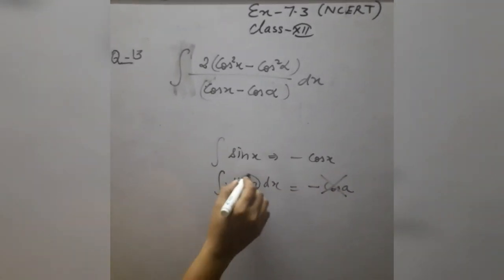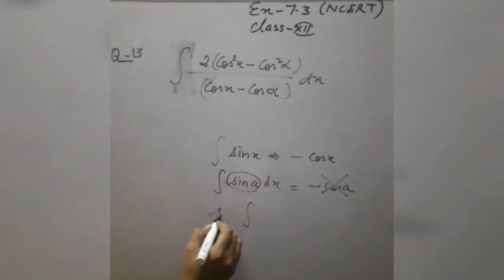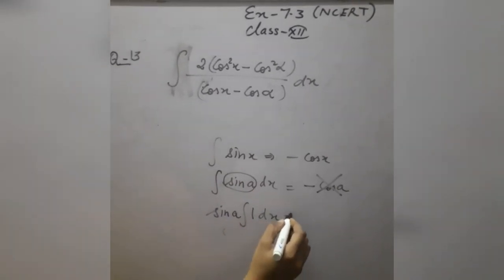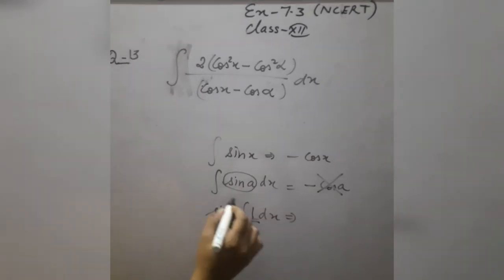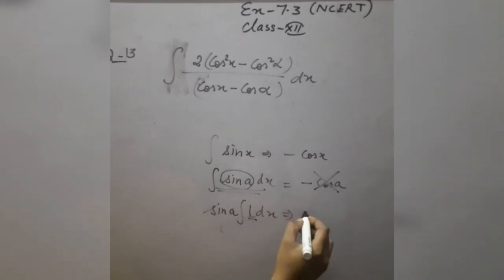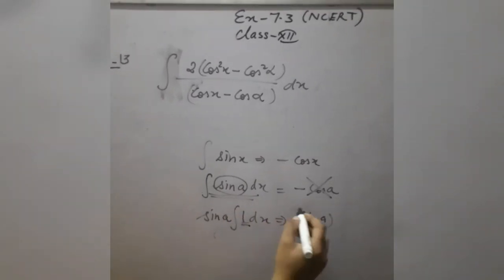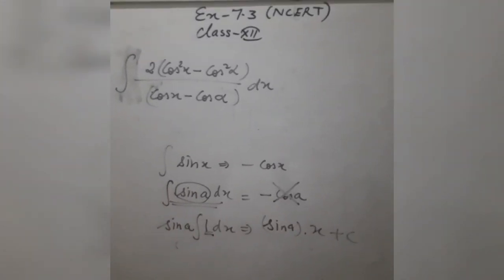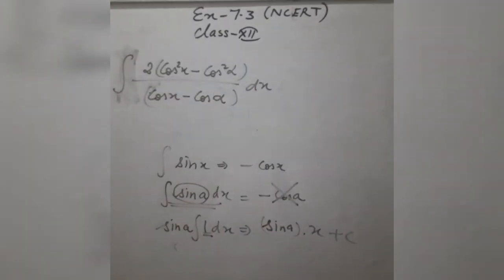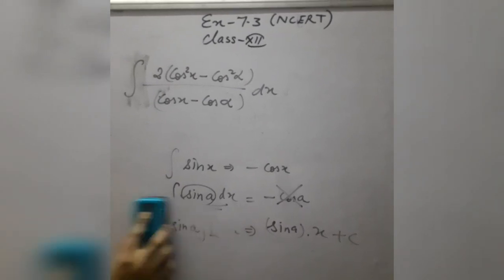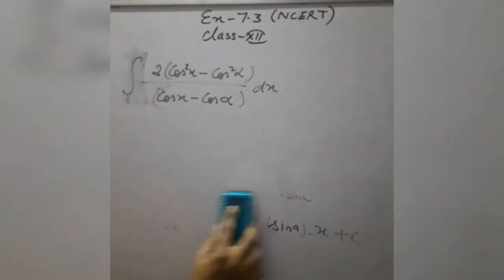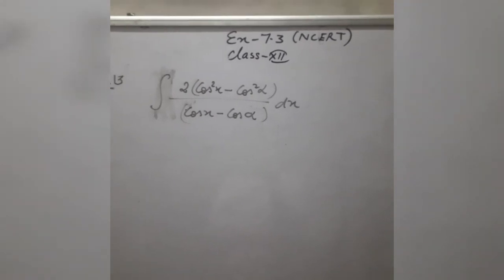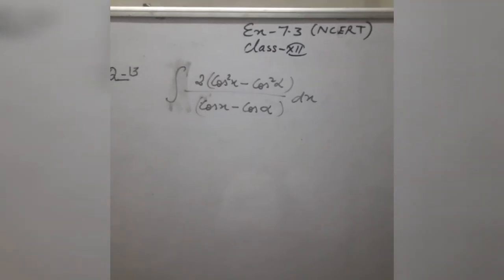Here sin A is a constant term, you can take it common. After taking this common, here is 1, and all of you know that integration of 1 is x. So the integration of sin A dx is sin A into x plus integration constant c. So here also these terms, cos alpha and cos square alpha, are constant terms. You will not take the integration of cos alpha as sin alpha. Integration of cos alpha is cos alpha into x.